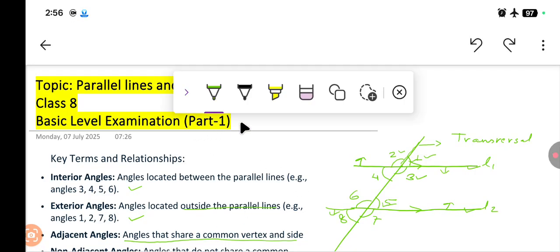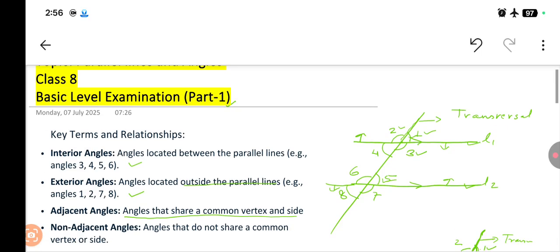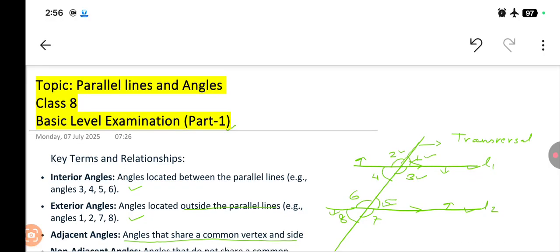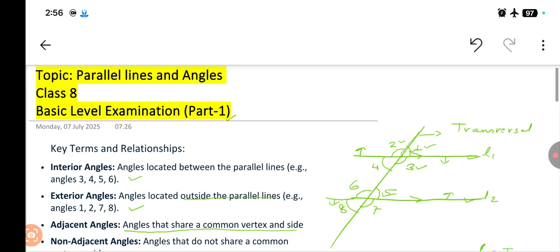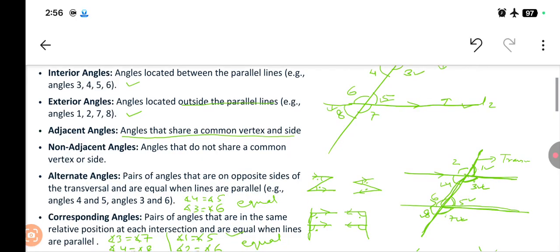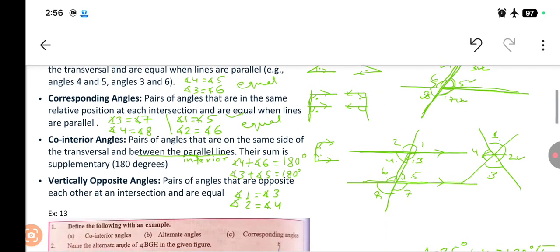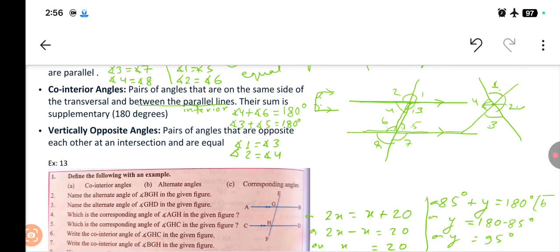Today it is part 2. Over here it is written part 1, so part 1 I have explained everything in detail in my last video. Yes, you all can see that on my YouTube channel, Maths with Al-Mansur. You can see part 1, everything like key terms and the relationship of interior angles, exterior angles, adjacent angles, non-adjacent angles, alternate angles, corresponding angles, co-interior angles and vertically opposite angles were explained in my last video.